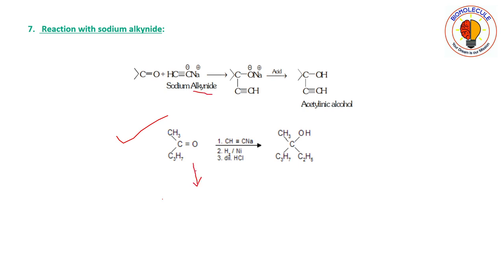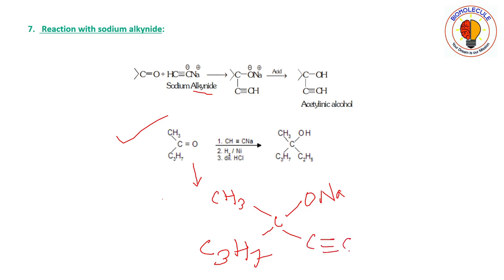So if we treat it with sodium alkynide, what we will get is this: CH3, then C, this one O, Na, this is C3H7, and this one is C triple bond CH. Okay, now second step is hydrogen nickel, meaning reduction.